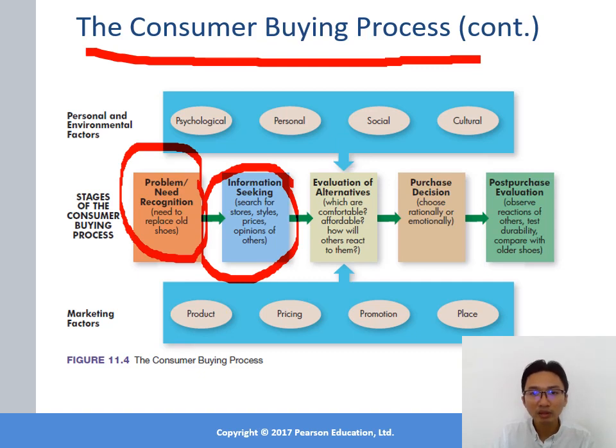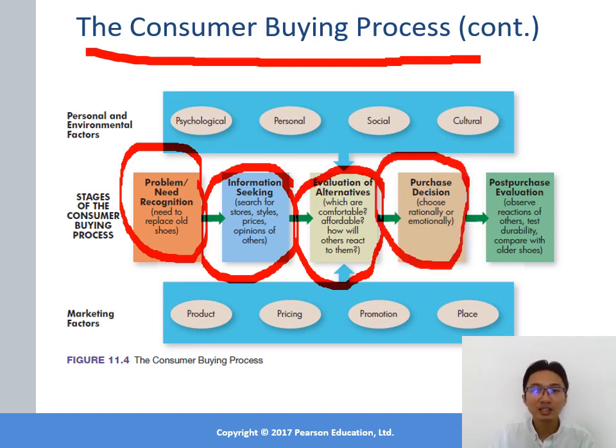Next, you will evaluate all the alternatives by comparing according to normally prices and quality. So you compare according to prices and quality before you decide which one best meets your need, and of course also according to your budget. Ultimately, you will make purchases, whether it's based on rational, emotional, or some other factors. In this case, you purchase your blazer.